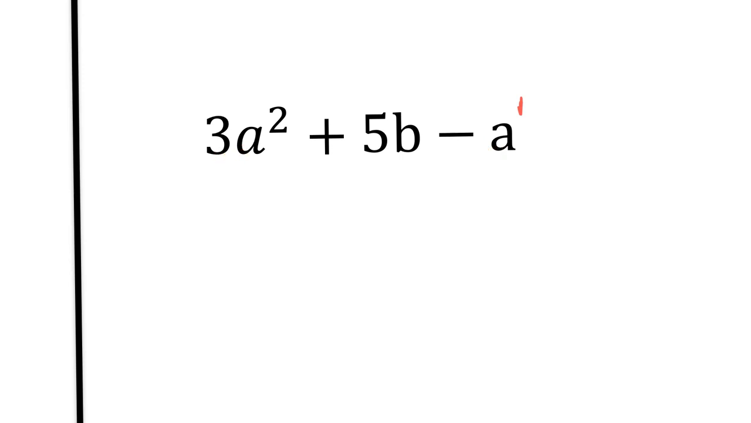And just in case you guys forget, this a at the end right here, we actually have an invisible 1 here. So we have a minus 1a to the first power. The one in the middle, it's a b. So it's not the actual a letter, the variable a. So these a's are not like terms. B, there's no other b that you guys can combine because it's not a like term. So when this happens, guys, you cannot combine any of those terms. We say it's already simplified.